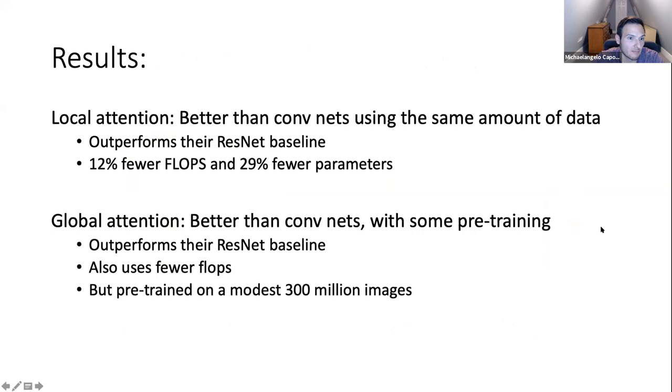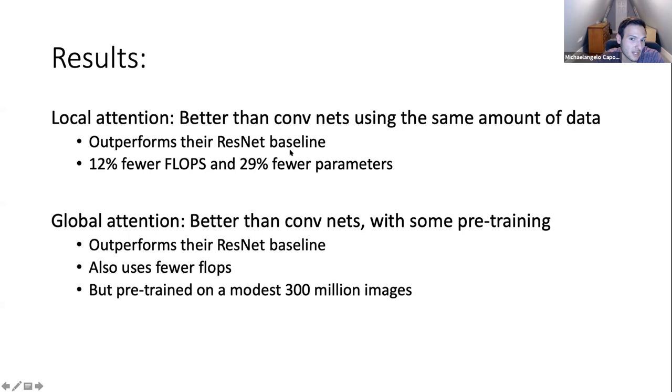These are just the general results. So for local attention, once again, they're just comparing to their ResNet baseline, just replacing the conv layers. So using the same amount of data, they end up using fewer flops because the way attention works is you can share your weights. You don't have to use as many, and you can do it in fewer flops, and you can also do it in fewer parameters.